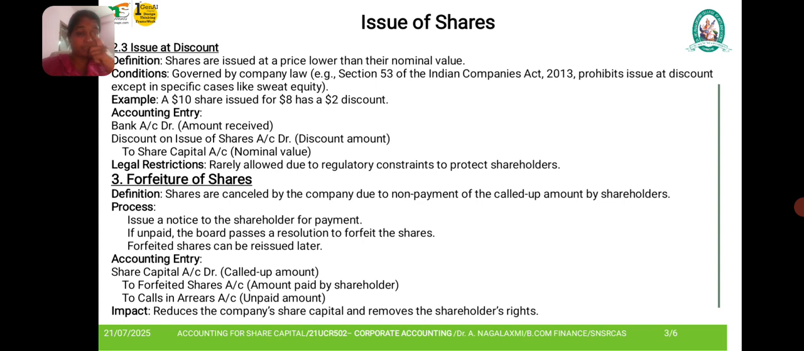The journal entry for the forfeiture is share capital account debit, that is the called up amount, to forfeited shares account, and to calls in arrears account. So the impact of this forfeiture of shares is that it reduces the company's share capital and removes the shareholders' rights.